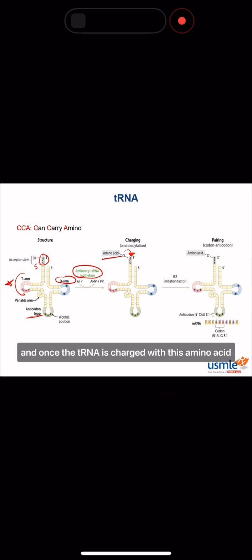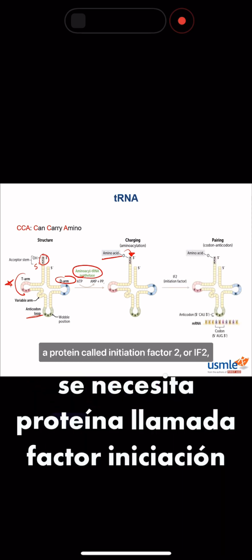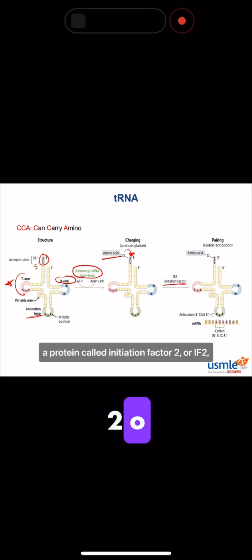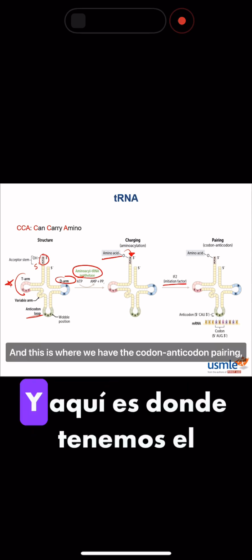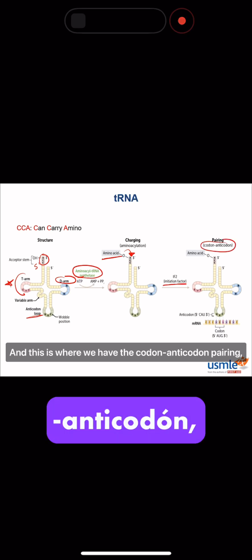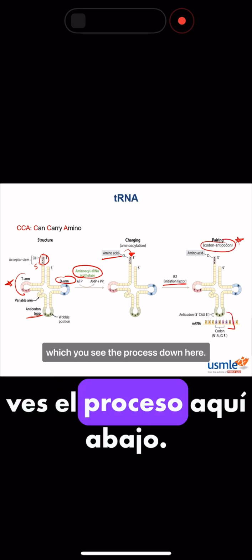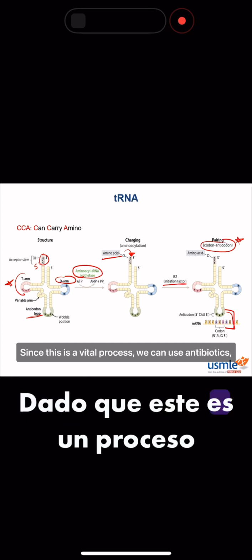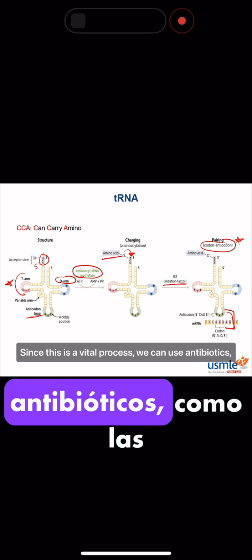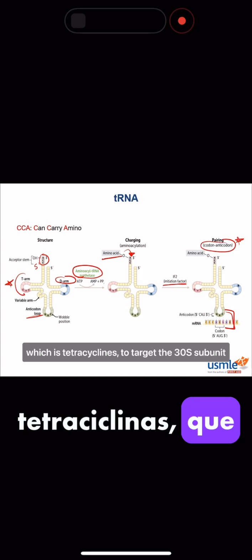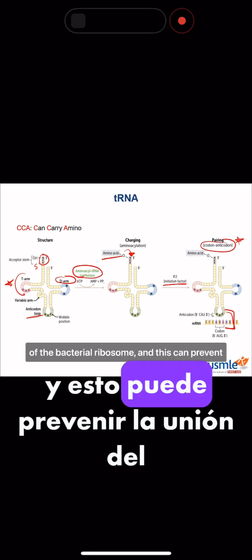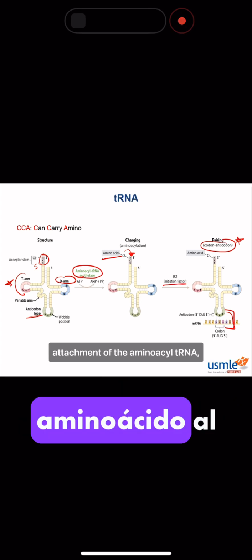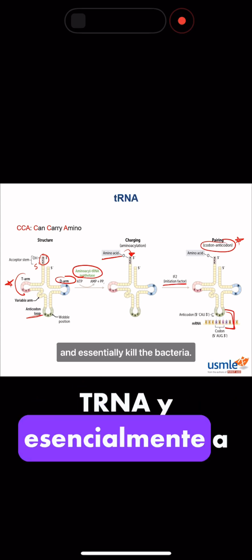And once a tRNA is charged with its amino acid, a protein called initiation factor 2, or IF2, is needed to get it into the ribosome so it can find its codon. And this is where we have the codon-anticodon pairing, which you see the process of down here. Since this is a vital process, we can use antibiotics such as tetracyclines that target the 30S subunit of the bacterial ribosome, and this can prevent attachment of the aminoacyl tRNA and essentially kill the bacteria.